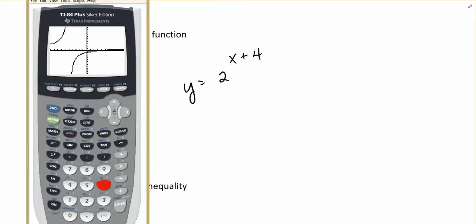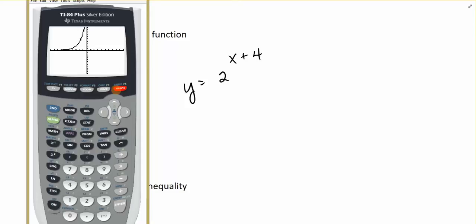If we grab our calculator, go to y equals, clear what's there, 2. When you need to put something up in the air, your caret key is right here under clear. So 2 to the, now if you have an older calculator, it's just going to have the caret there in a parenthesis, and you put what's in there. But we have a box, so x plus 4, and then we're good. 2 to the x plus 4. Let's hit graph. Okay, that's an exponential function.